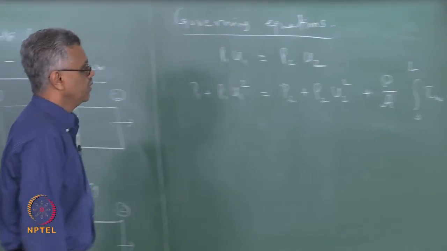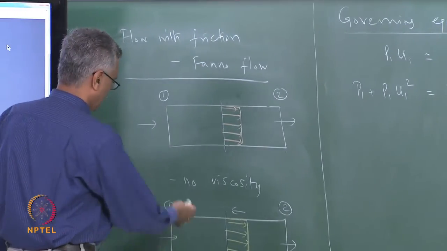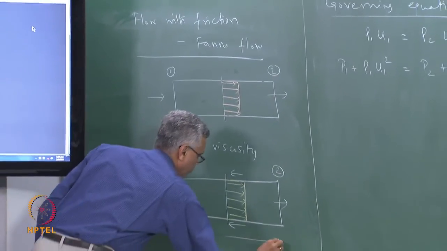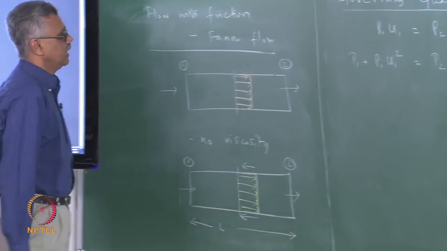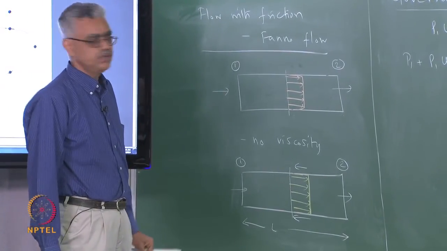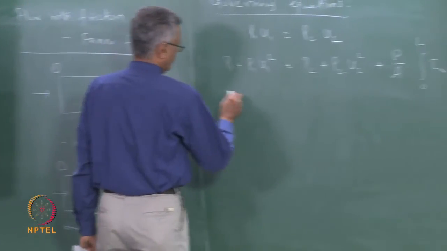So, we write P1 plus rho 1 u1 square is equal to P2 plus rho 2 u2 square plus a wall shear term. We assume the pipe to be of length L. So, let me sketch that also here. Tau wall is the wall shear stress that is exerted on the pipe surface.